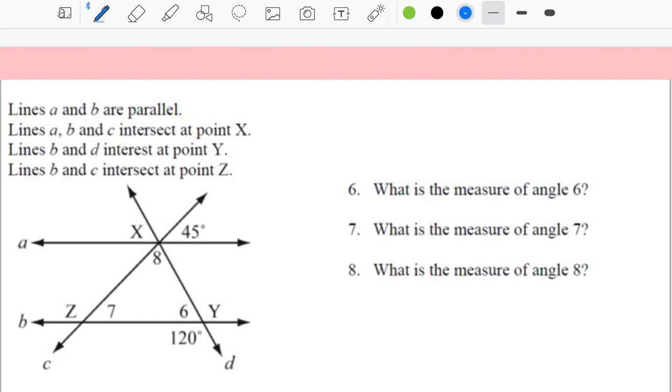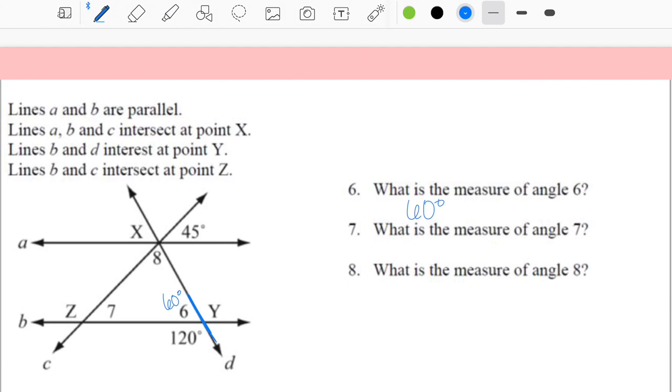Lines A and B are parallel. That's going to be important. Lines A, B, and C intersect at point X. Lines B and D intersect at point Y. Lines B and C intersect at point Z. And then we're given this diagram. We want to know the measure of angle 6. 120 degrees and angle 6 form a straight line, which means they're supplementary. So they sum to 180 degrees. So angle 6 will be 60 degrees.